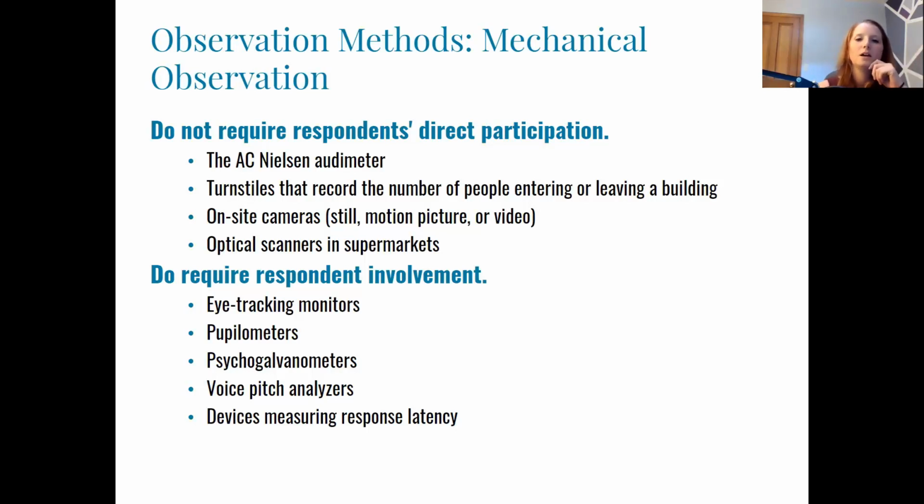Respondent involvement would be we have all kinds of really cool scientific technical tools we can use now. Things like eye trackers to see, when you look at an advertisement, what part of the ad do you look at first? Which part do you look at for the longest amount of time? Looking at your voice pitch and how that changes, all kinds of things.